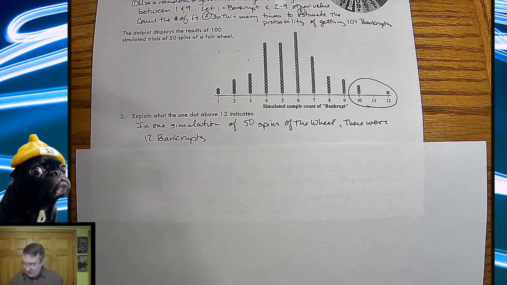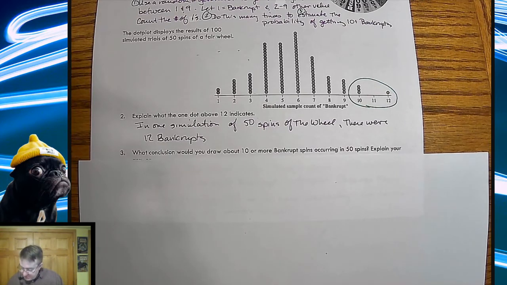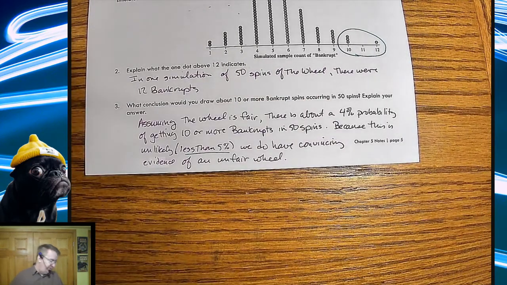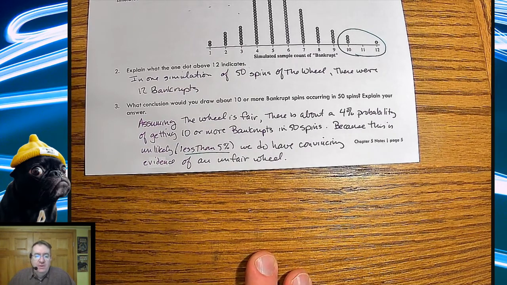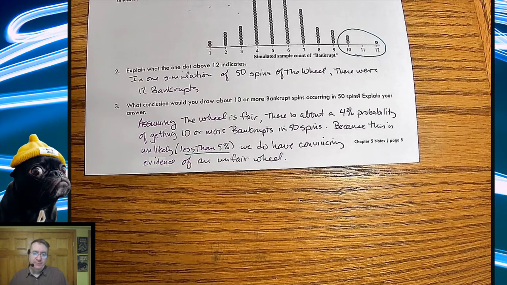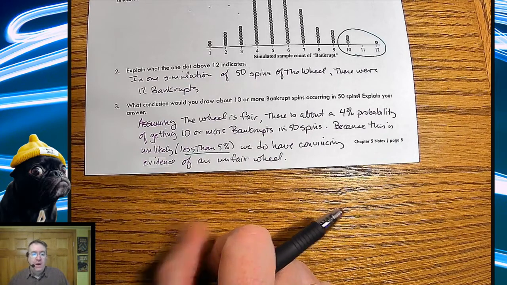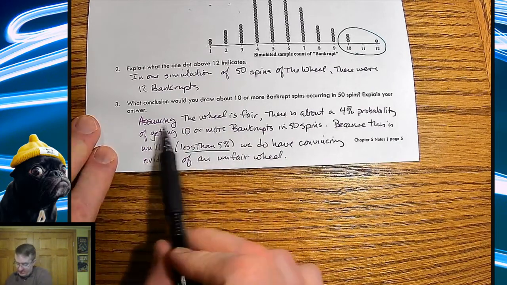Then from there, the question is, what conclusion can you draw? Assuming that the wheel is fair, there's about a 4% probability of getting 10 or more bankrupts in 50 spins. Because this is unlikely, meaning it's less than 5%, we do have convincing evidence of an unfair wheel. Do I need to write all of this? You betcha.